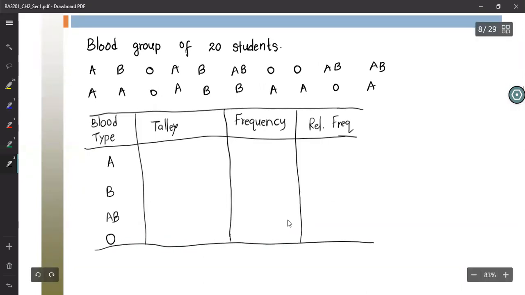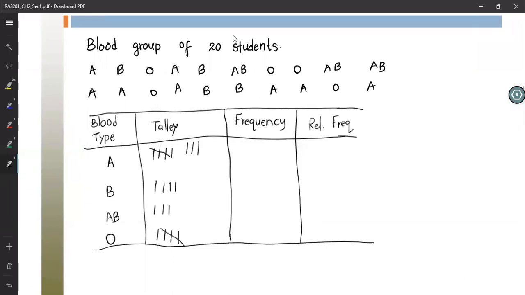Right. So you have A, B, O, A again, B, AB, O, O, AB, AB, A, O. Now A has 5, B, A, O, 5, A. Okay, so that is how we tally it. I guess this is clear. Do you want me to repeat the tally? I guess not.